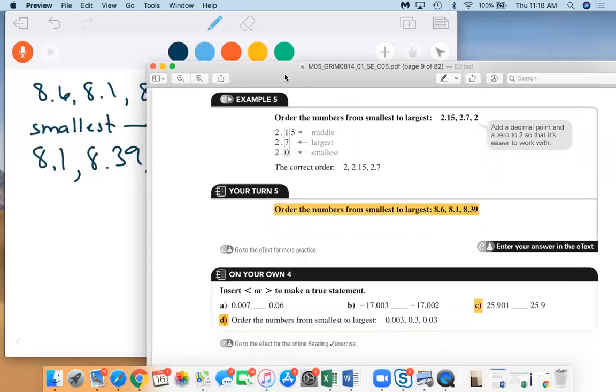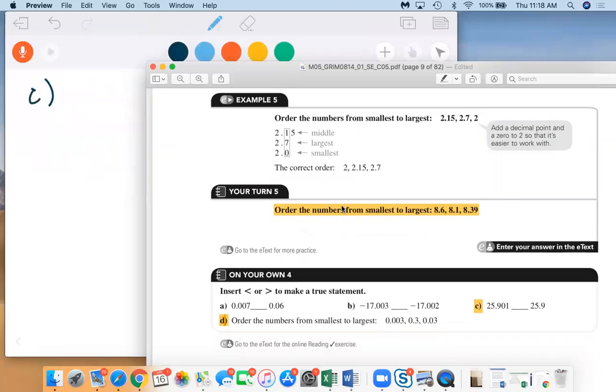All right, let's do a couple more of these. We have, I'll move the screen in a minute, 25.901 and 25.9.